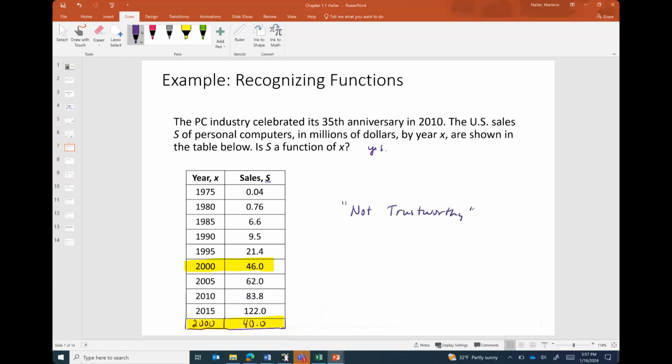Right? It's not trustworthy, right? So then I have to say then that that is not a function, if I add that last row.